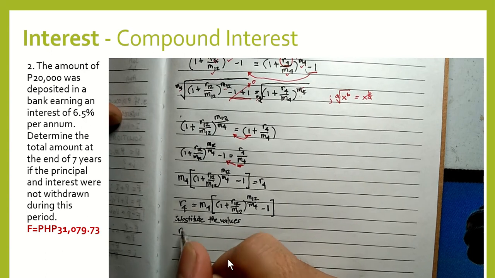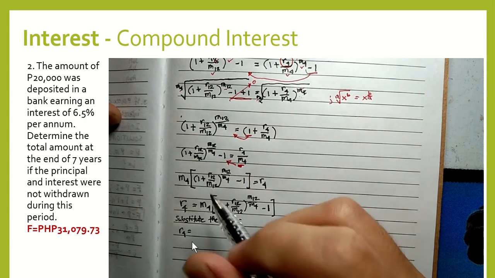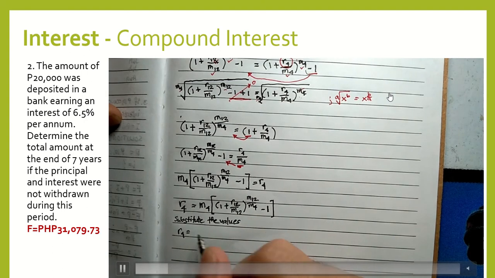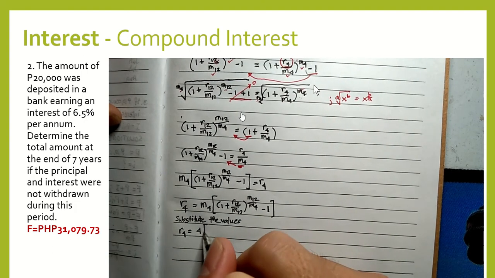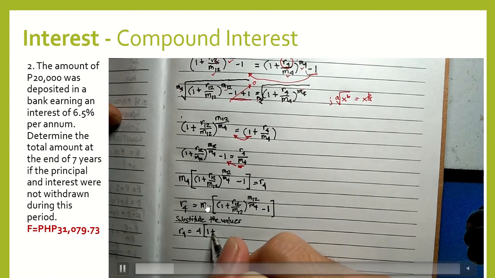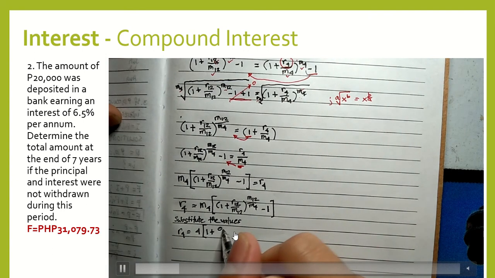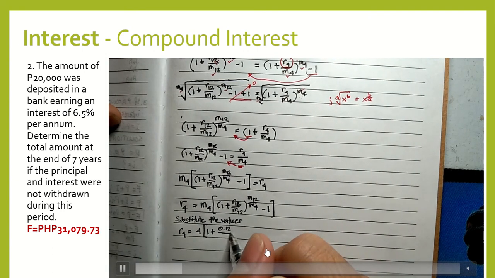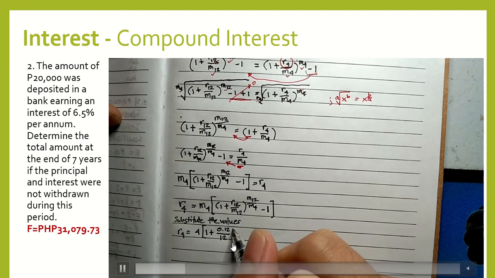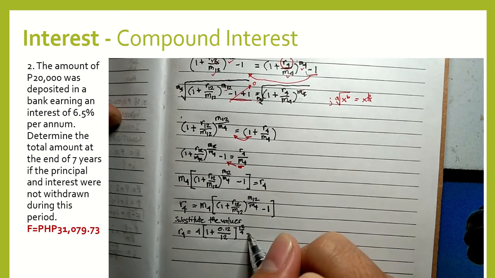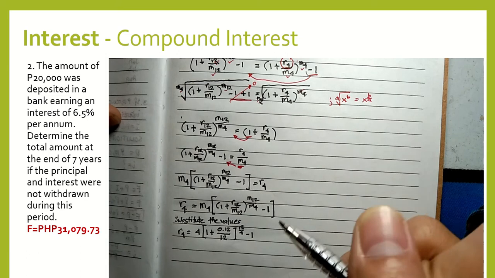Then we'll have R sub 4 is equal to M sub 4, and if you recall the part here, M sub 4 is equal to 4. It would be easier for me to know because of this notation here. So that is 1 plus R sub 12, which is 0.12, divided by M sub 12, that is 12, quantity raised to power 12 over 4, minus 1.